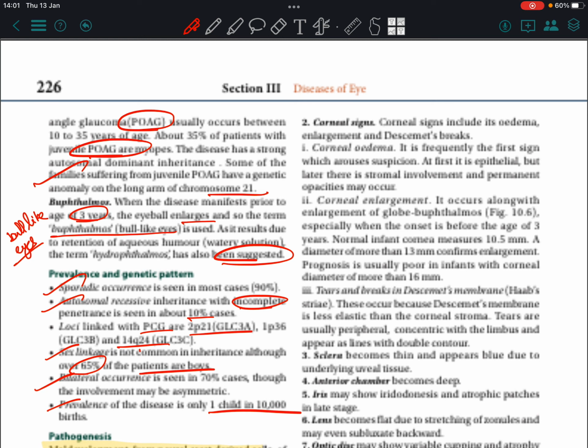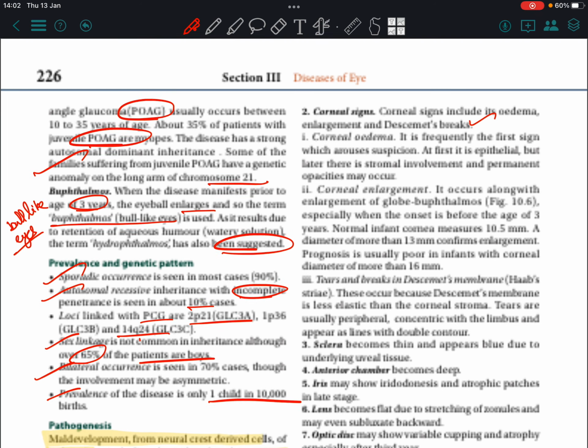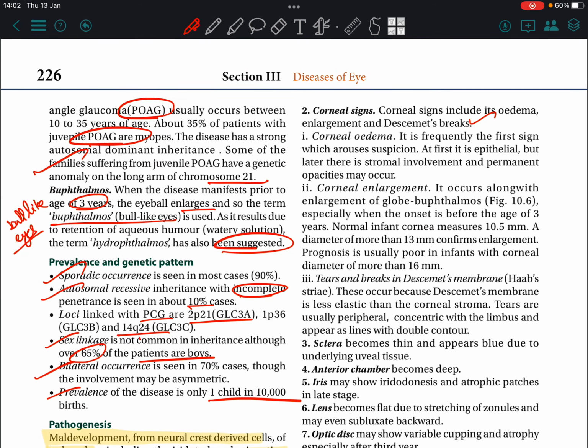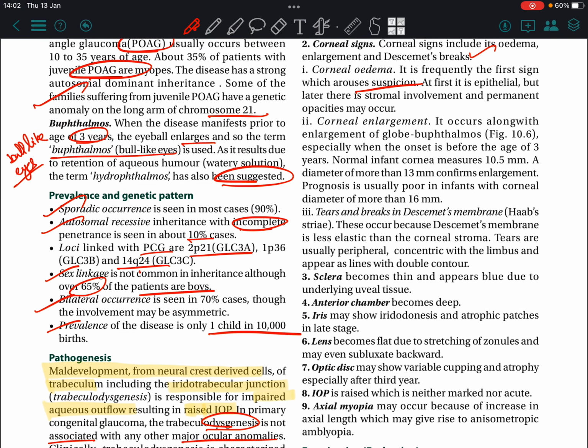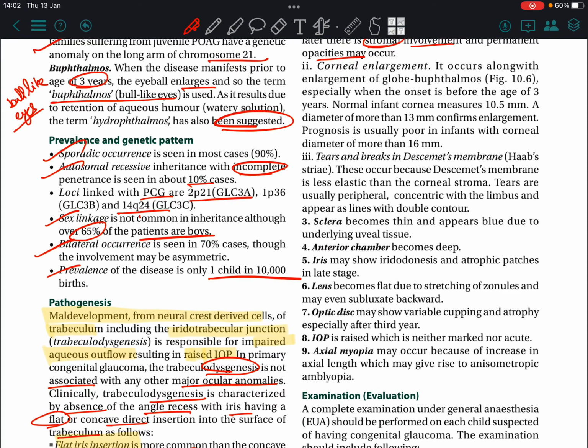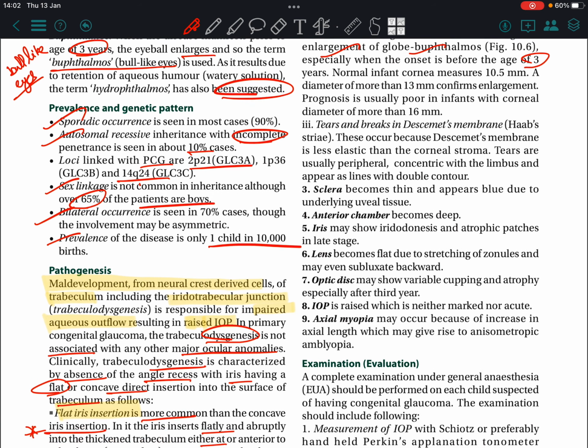Corneal signs include edema, enlargement, and Descemet's membrane breaks. Corneal edema is frequently the first sign, which arouses suspicion. At first it's epithelial, but later there is stromal involvement and permanent opacity may occur. Corneal enlargement occurs along with enlargement of the globe, buphthalmos, especially when onset is before the age of 3 years.